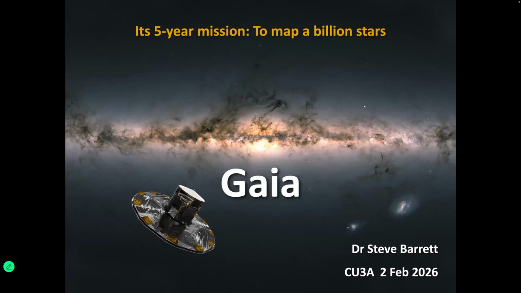This is the Gaia Space Telescope. As you can see at the top there, it had a 5-year mission to map 1 billion stars. It did that so well, they decided to change its mission to a 10-year mission to map 2 billion stars.